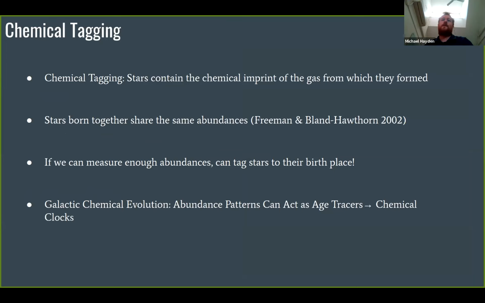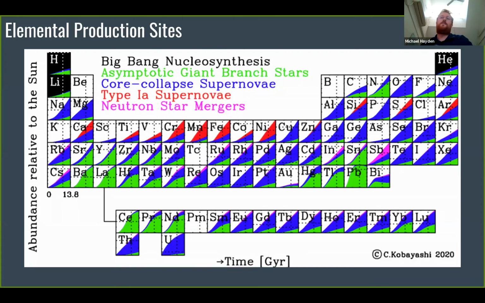So if you can measure enough abundances, you can actually tag stars to their birthplace based on the chemical patterns you observe. And you can use galactic chemical evolution to trace those abundance patterns and act as age tracers or chemical clocks for the stars you look at. And so this is kind of that idea in visual format. This is a wonderful astronomer's periodic table from Chiaki Kobayashi in 2020. The x-axis on each of these elements on the periodic table is actually time. The key takeaway from this plot is each element you observe covers different nucleosynthetic production sites, and those production sites both produce different elements and on different timescales.